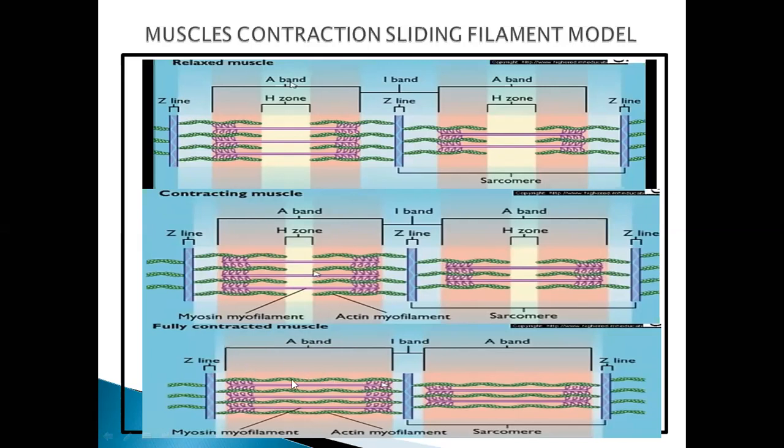And the next thing, you can see, is there any H zone in between this myosin and actin filament? No, there is no zone. It means the H zone has disappeared when they slide over each other. They are getting closer with each other. The H zone is disappeared. The Z lines get closer to each other. The I band is reduced. So such things are happening when muscles contract and slide over each other.